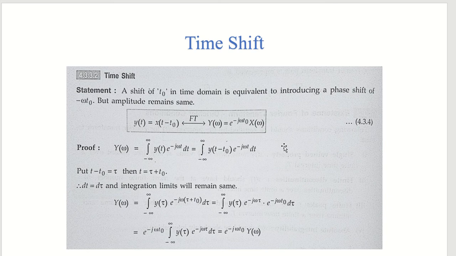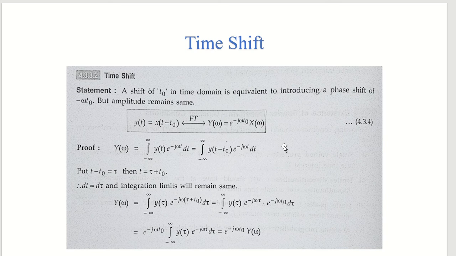What is the mathematical expression for that? It can be given as: y of t is equal to x of t minus t0, if your signal is represented by this formula which I've just stated. And if you take the Fourier transform of that, your Fourier transform will be Y of omega is equal to e raised to minus j omega t0 times X of omega, sorry, X of omega.